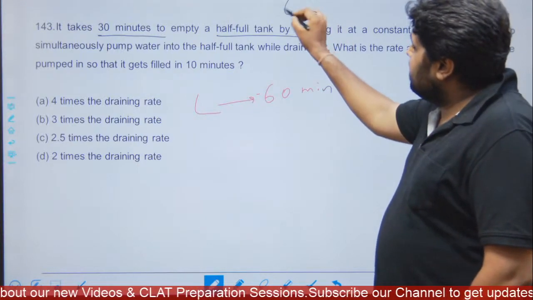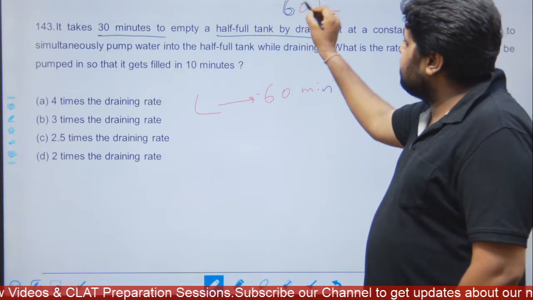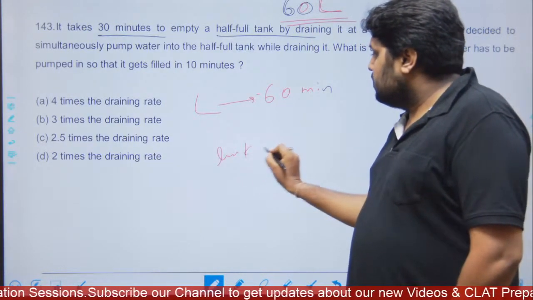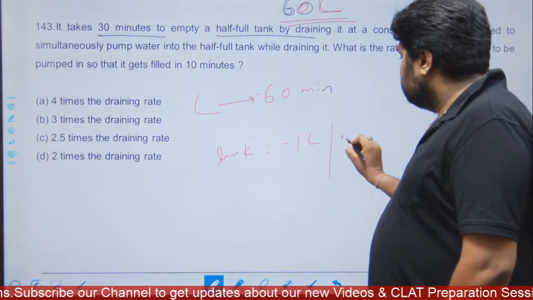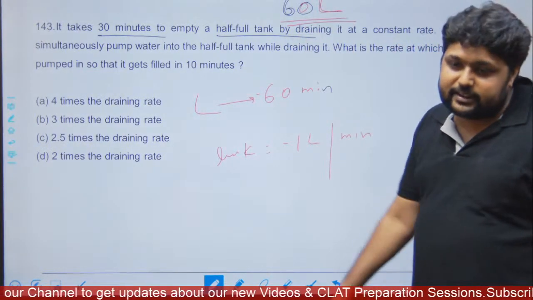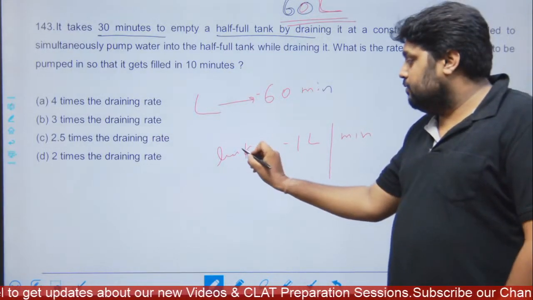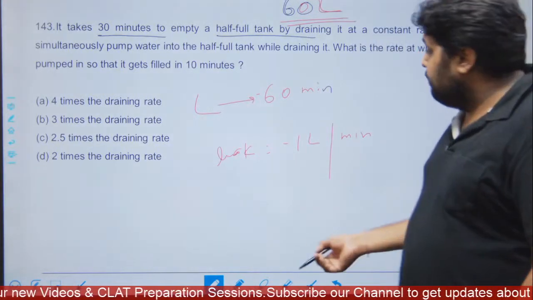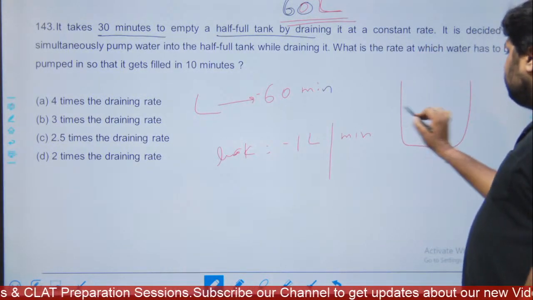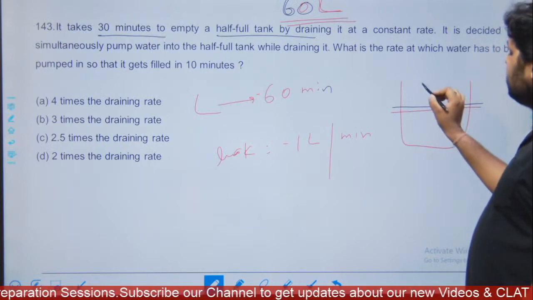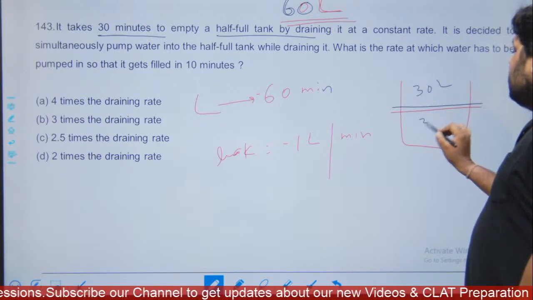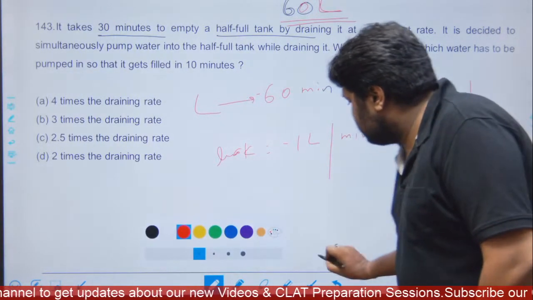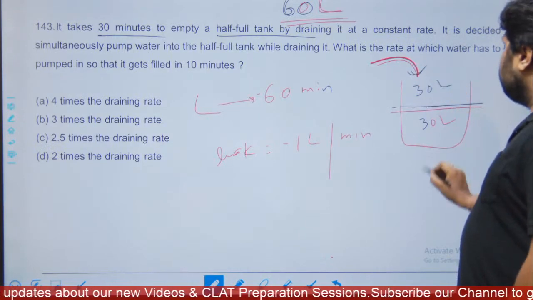So let's take the capacity of tank as 60 liter. Then the rate of flow of leak will be equal to 1 liter per minute, because it can empty the whole tank in 60 minutes. Okay. Now the tank was half full. It means the water was 30 liter and 30 liter was empty. Now there is an inlet pipe and there is a leak.